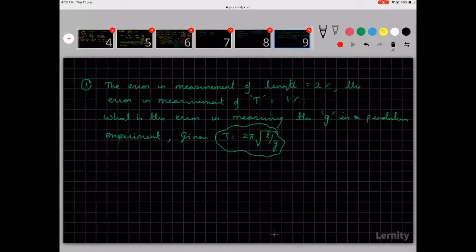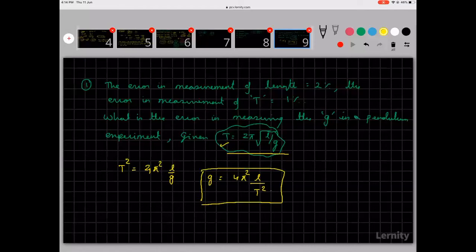So the way we go ahead with these questions is first understand that we want to find out gravity. We don't want to find out time period. So you have to change this such that you get gravity. If I square this, I'll say that T squared is equal to 4 pi squared L by G, or I can say G is equal to 4 pi squared L by T squared. Now this is the formula for gravity.